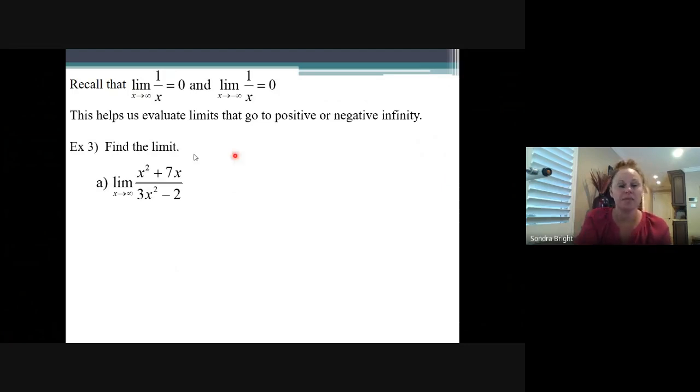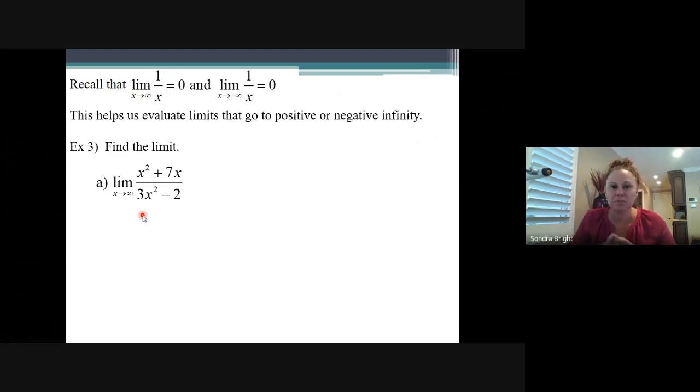For example, they ask us to find the limit of this guy: the limit of x squared plus 7x over 3x squared minus 2 as x goes to infinity. So you really can't just plug in infinity. You're technically not allowed to do that, because what's infinity, right? What number are you plugging in to represent infinity? So here's how we do it instead.